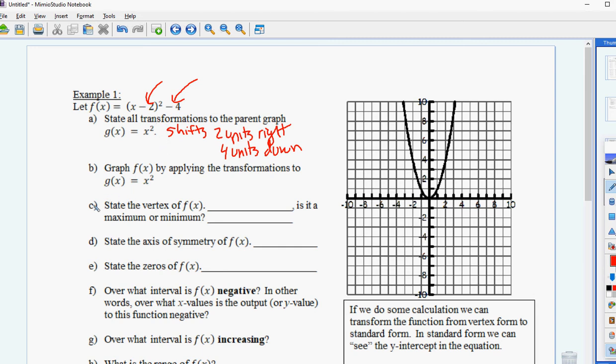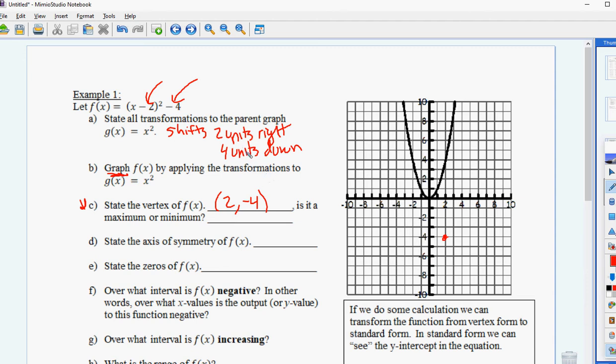I actually jump right to letter C, because once I know that it shifts 2 units to the right and 4 units down, I know the vertex. 2 units to the right and 4 units down, the vertex is at 2, negative 4, and I actually want to plot that right away. They do ask me to graph it by applying the transformation.